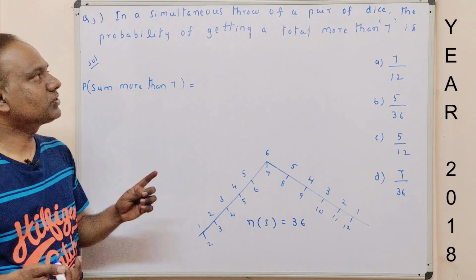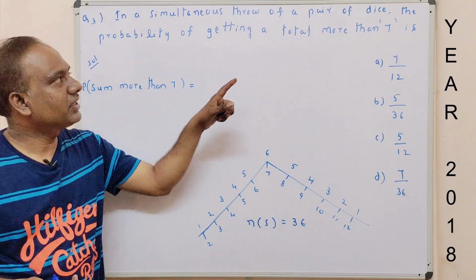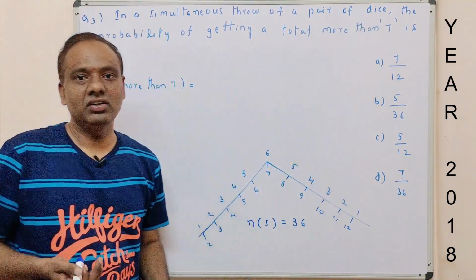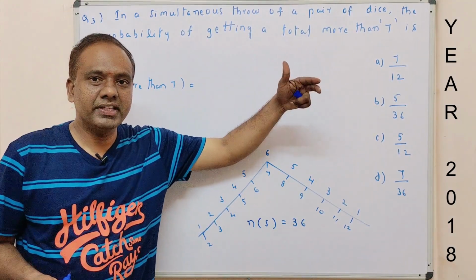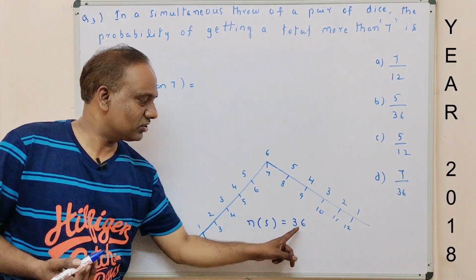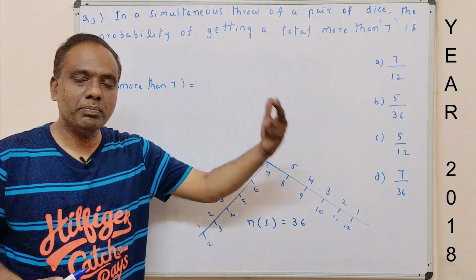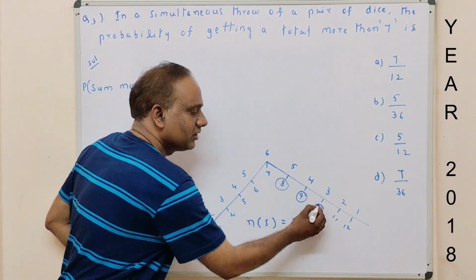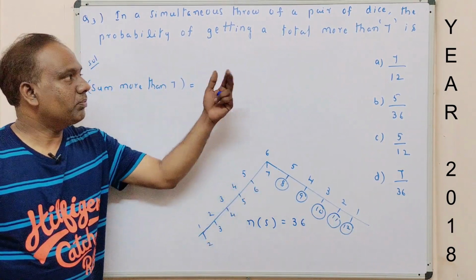In a simultaneous throw of a pair of dice, what is the probability of getting a total more than 7? First of all, 2 dice are thrown, which means the total number of possibilities in the sample space is 36. Sum is more than 7 means 8, 9, 10, 11, 12.